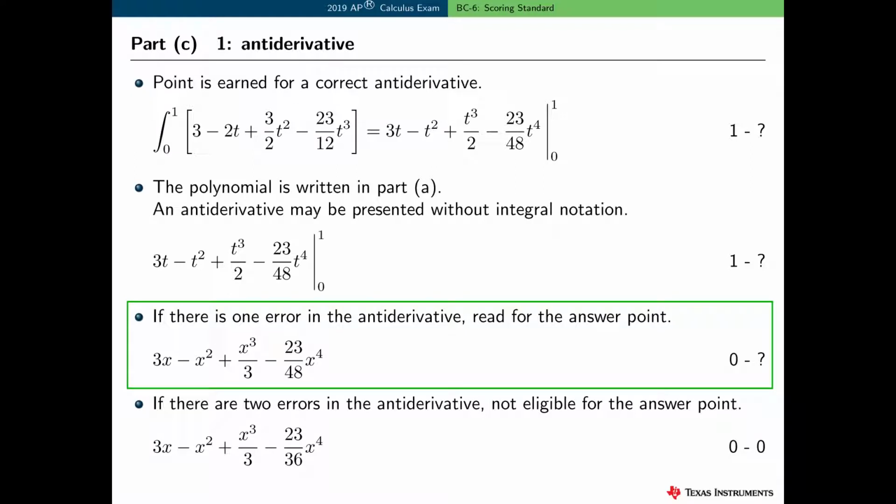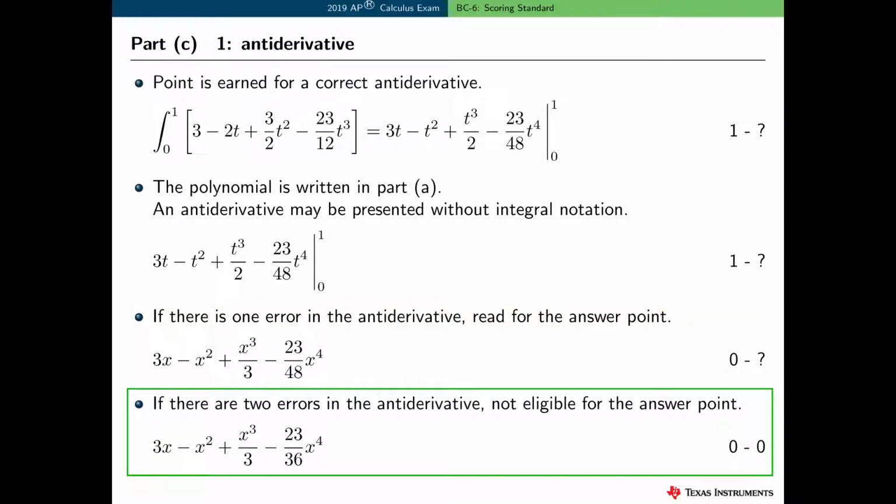If there is only one error in the antiderivative, the student does not earn the first point, but we will read with them for the answer point. And if there are 2 errors in the antiderivative, the student does not earn the first point, and they are not eligible for the answer point. So this would earn 0, 0.